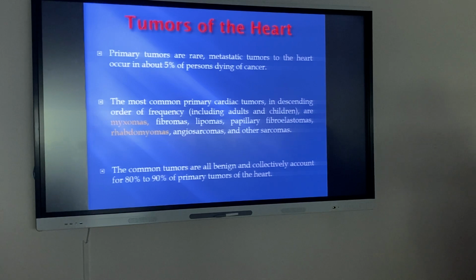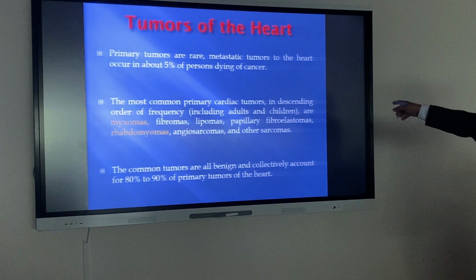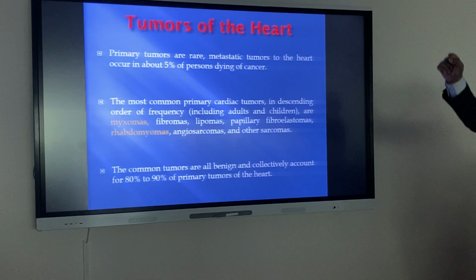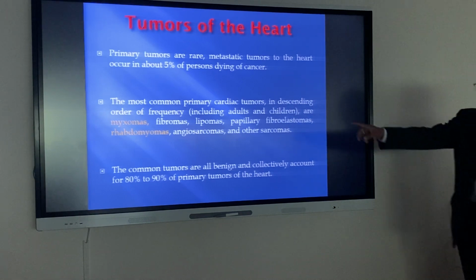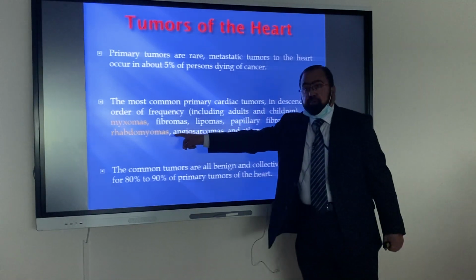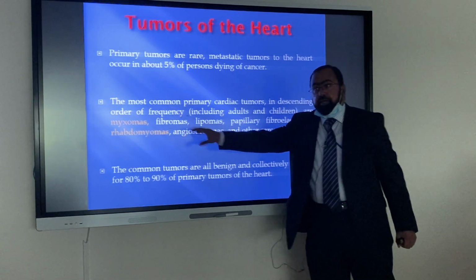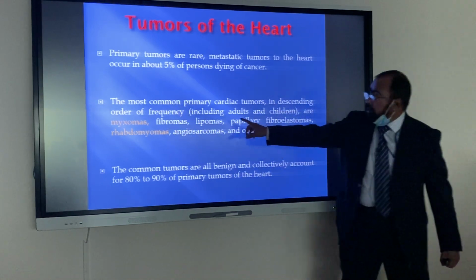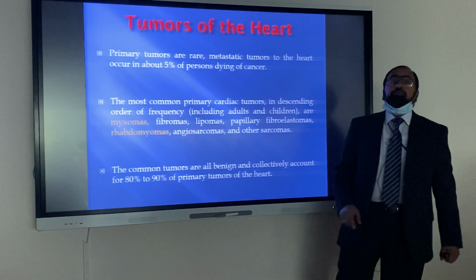Lipomas are also encapsulated, but with excessive proliferation of the fat cells, lipocytes. Same thing, so we are not going to discuss them here. Or papillary fibroblastomas, which show papillary projections. These two important ones, myxomas and rhabdomyomas, we will discuss now. But you have to remember the names at least.